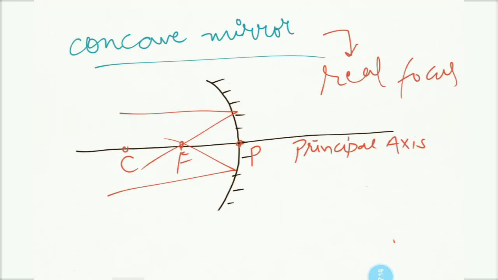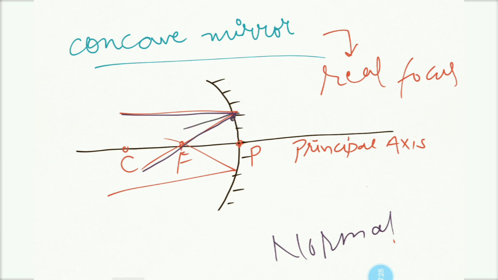One last thing I have to tell is about the normal. Here we have incident one ray and it is going through the focus. Now from the point where it intersects the mirror to the center of curvature, this line is called the normal. For both the mirrors, it is like that only. I forgot to tell you all. I'm telling it now.